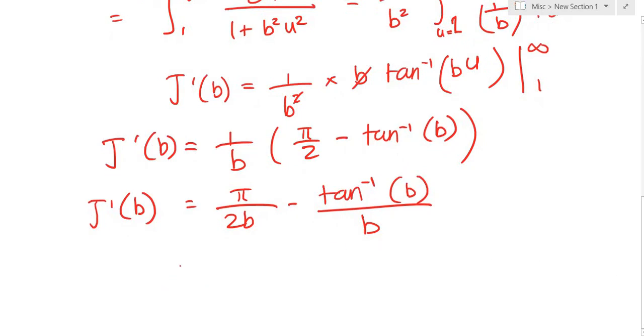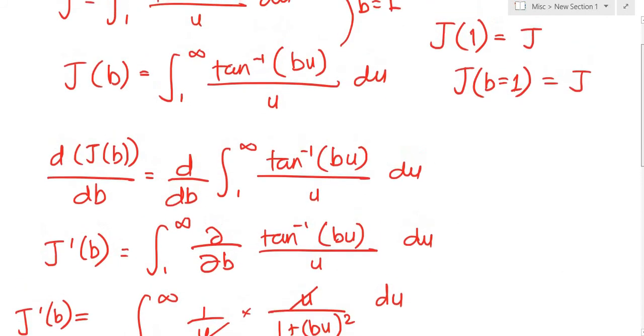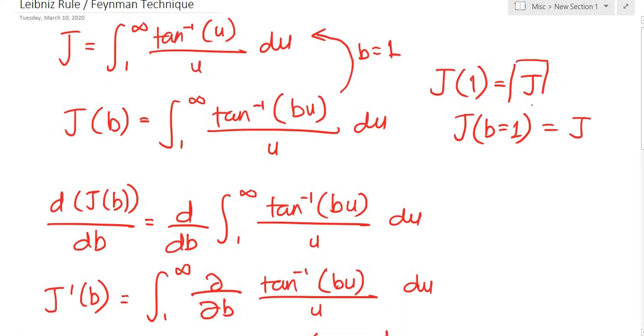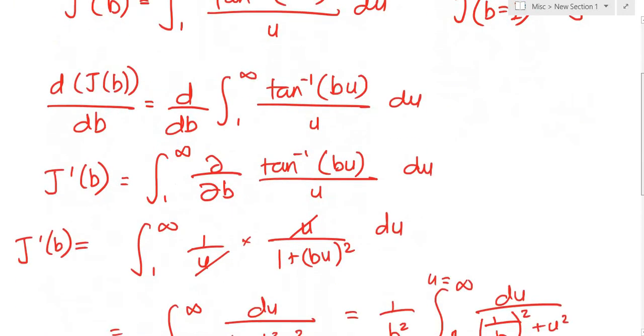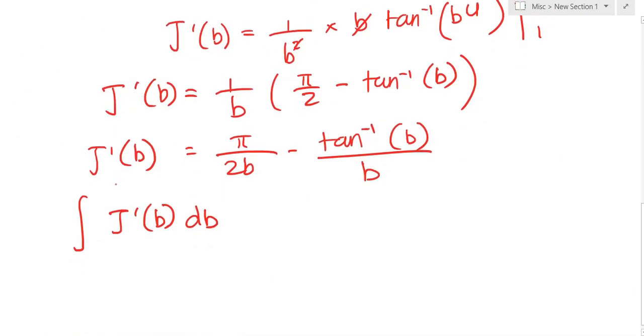But we have the derivative of j of b, right? We need to get j of b back, but only for specific values of j of b. So to get j of b back, we need to integrate j prime of b with respect to b. Okay, but this is going to be a definite integral, because we want j of 1, right? Because j of 1 is our original j. We want this. So one of our bounds, upper or lower, is going to be 1.